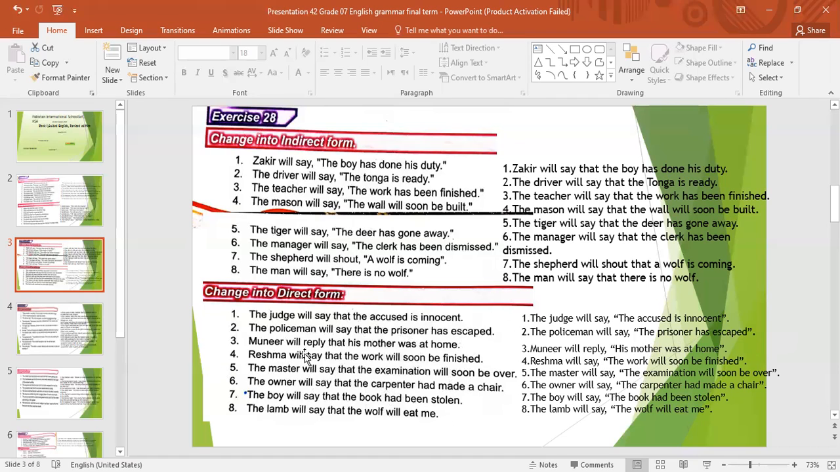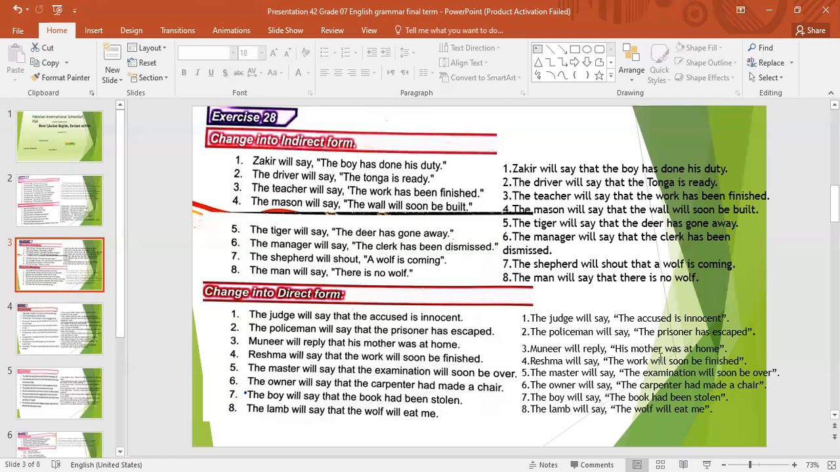Number three, Munir will reply that his mother was at home. Full stop. So here the direct speech is: Munir will reply, comma, then double inverted commas, his mother was at home, full stop, double inverted commas and full stop.